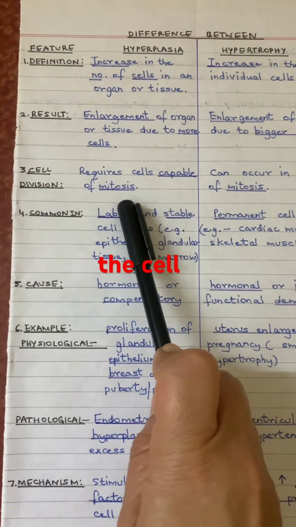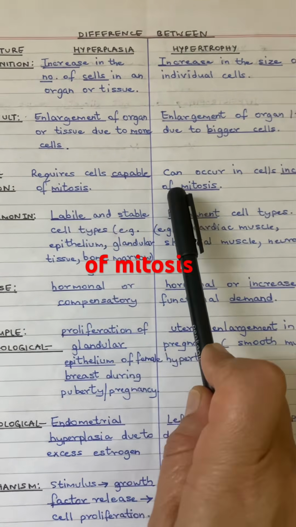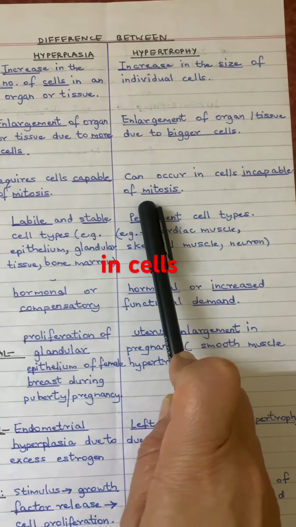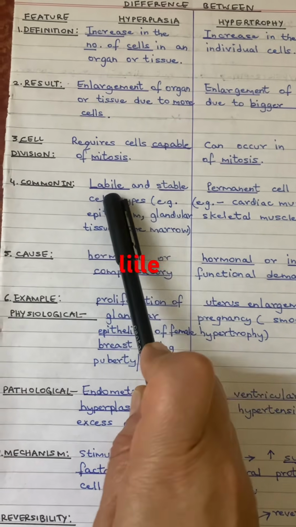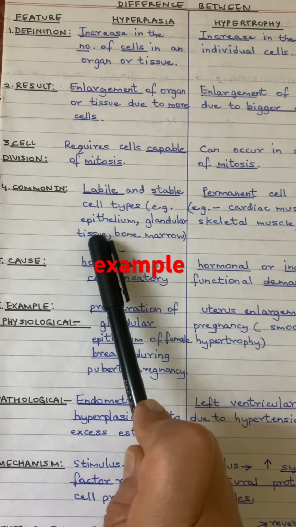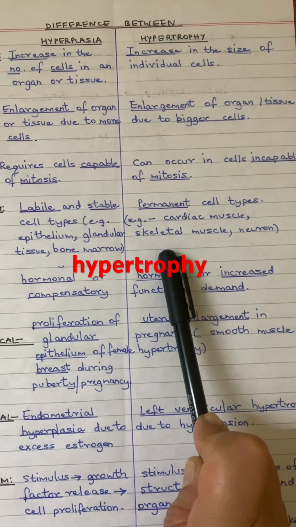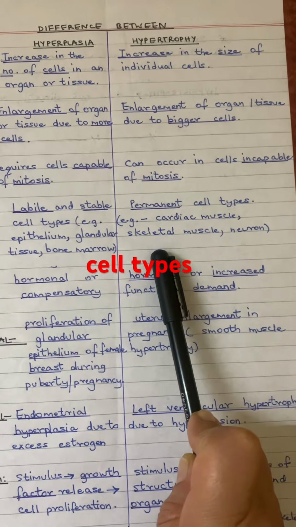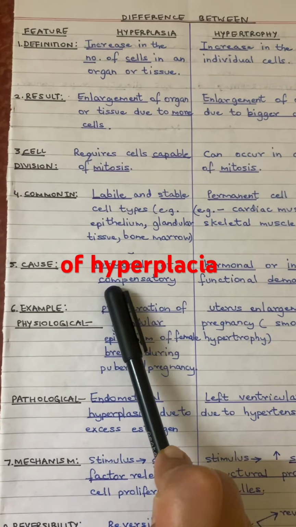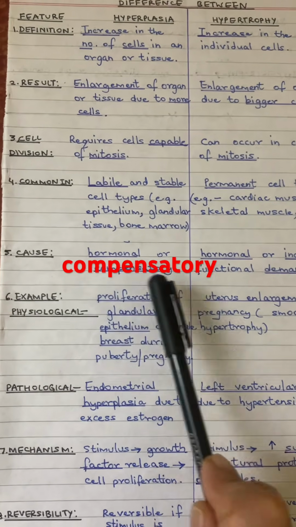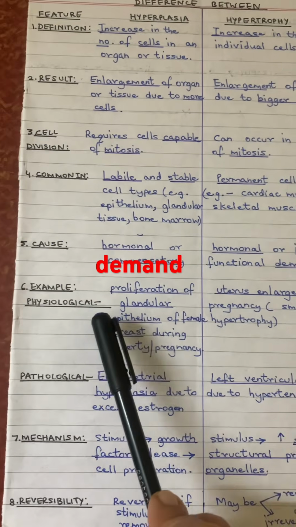Now, regarding cell division, hyperplasia requires cells capable of mitosis, and hypertrophy can occur in cells incapable of mitosis. Hyperplasia is common in labile and stable cell types. Example, epithelium, glandular tissue, bone marrow. Whereas hypertrophy occurs in permanent cell types. Example, cardiac muscle, skeletal muscle and neuron. The cause of hyperplasia is hormonal or compensatory, whereas the cause of hypertrophy is hormonal or increased functional demand.